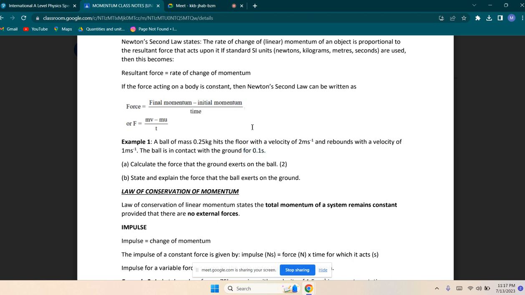Over here it says that a ball of mass 0.25 kg hits the ground with a velocity of 2 and rebounds with a velocity of 1. The ball is in contact with the ground for 0.1. We need to calculate the force the ground exerts on the ball, and explain the force that the ball exerts on the ground.